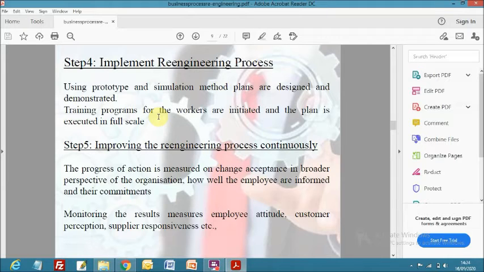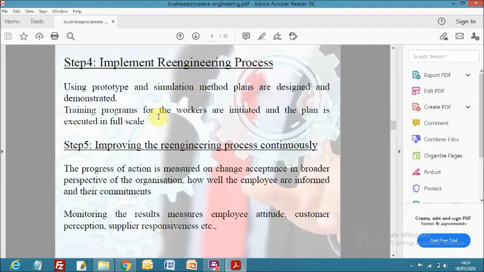Improving the re-engineering process continuously. As I said, this is a continuous process, right? The progress of action is measured on change acceptance in the broader perspective of the organization, how well the employees are informed and their commitments.